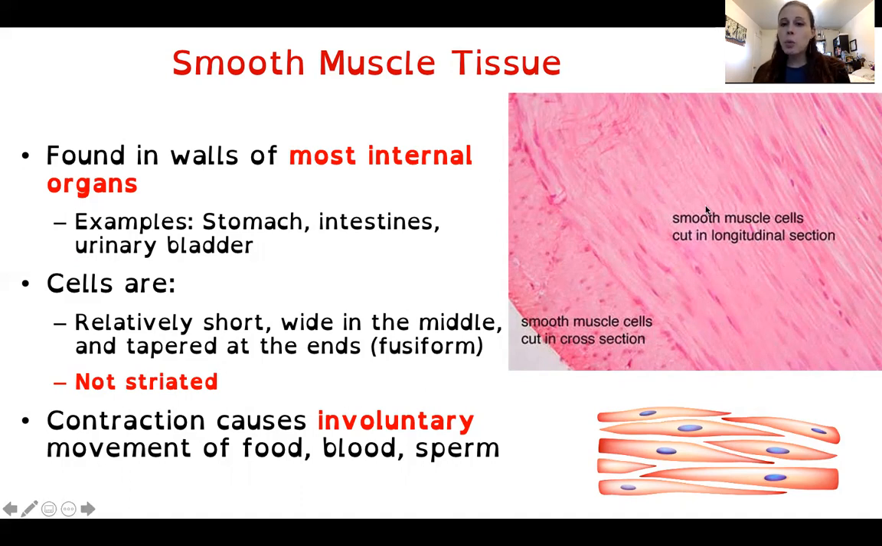We find this smooth muscle tissue in a lot of the internal organs. It's usually a layer of muscle, for example, in the muscularis, in the tunica media. So it forms layers of the stomach, of the intestines, of the urinary bladder, of the blood vessels, of the airways, and so on. Now, the contraction of the smooth muscle is involuntary, so we cannot control it. It's controlled by the autonomic nervous system.